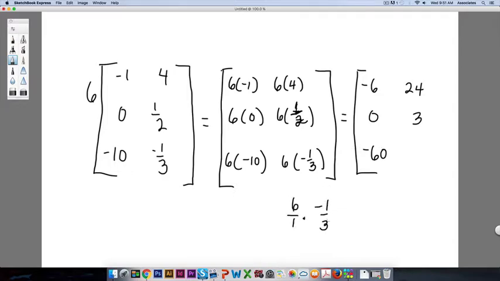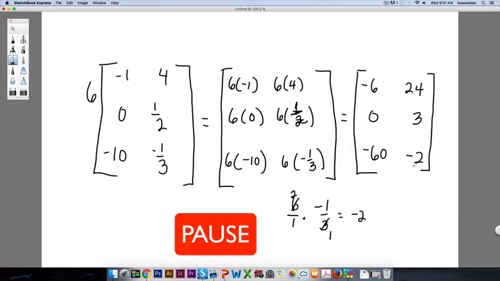I'm going to write them as fractions. 3 goes into 3 once, 3 goes into 6 2 times. 2 times negative 1 is negative 2. And there's my answer. Easy peasy. All right, fill that in on your note taker and pause the video if you need to, and I'll meet you back here in a minute.